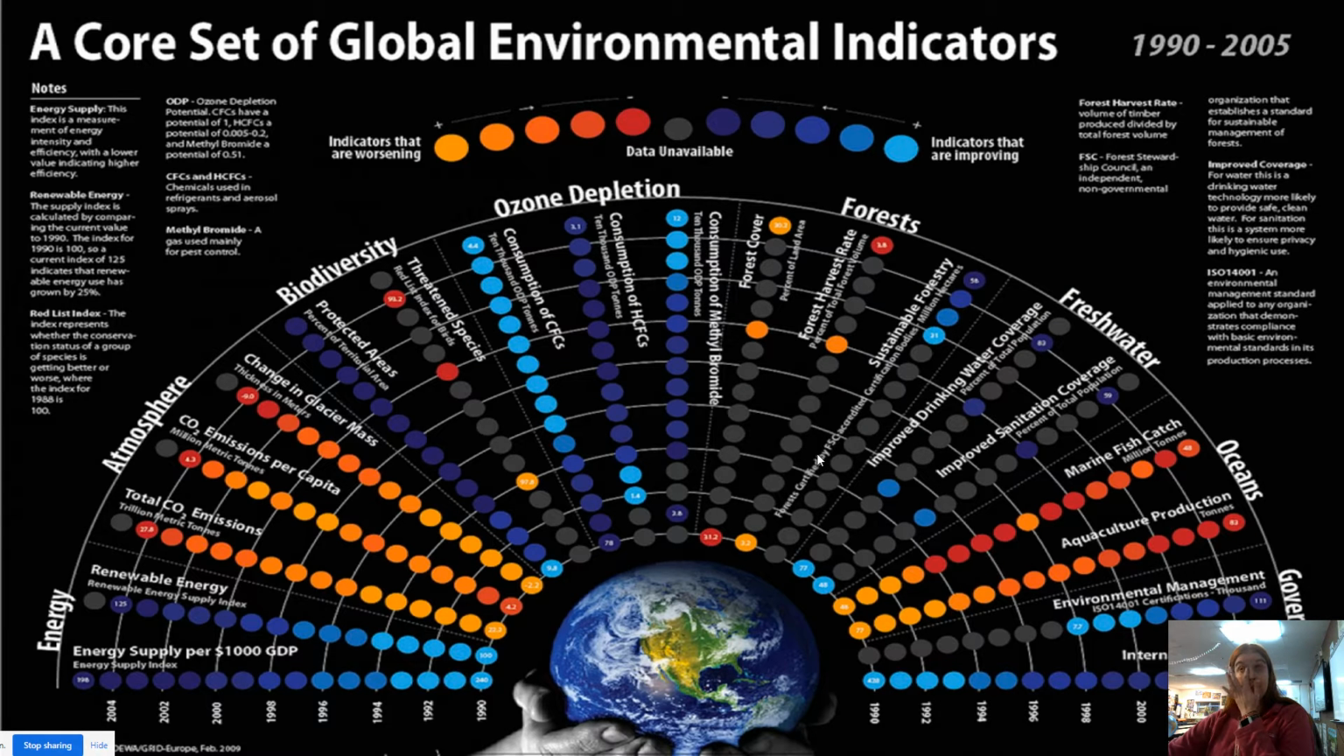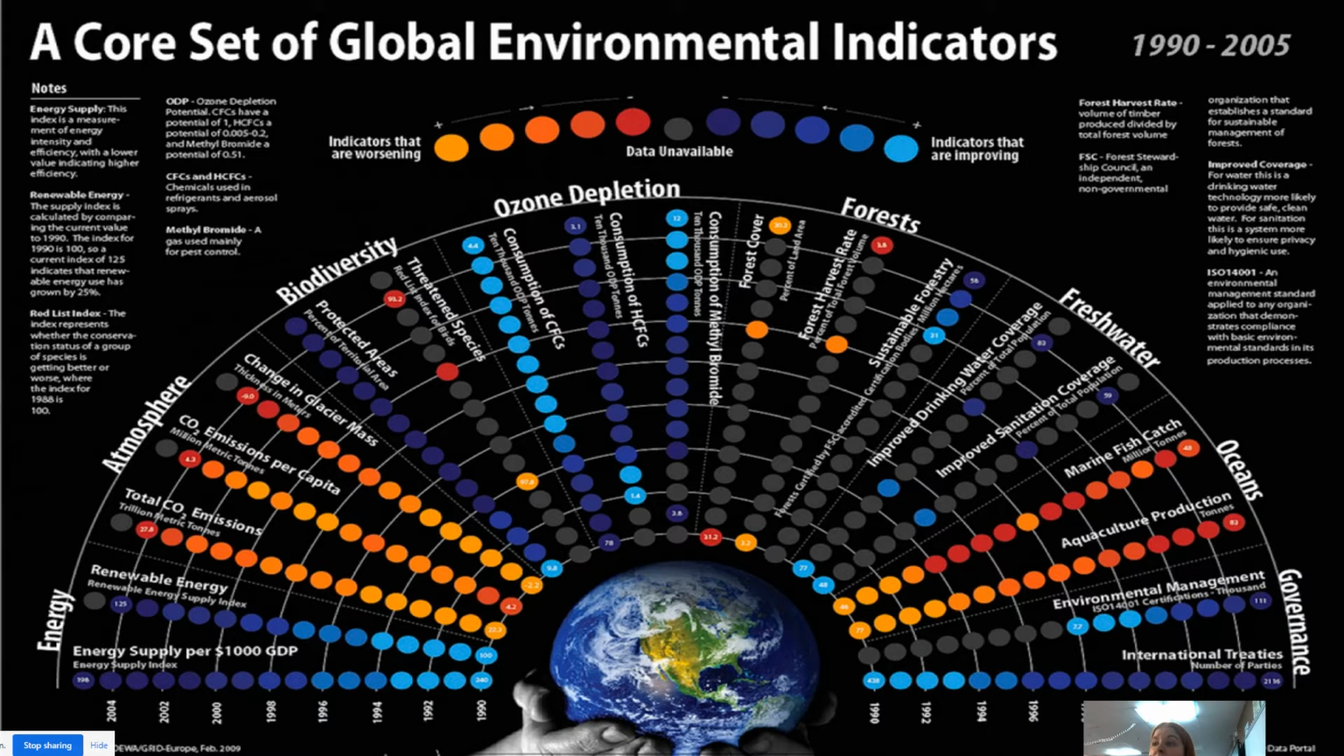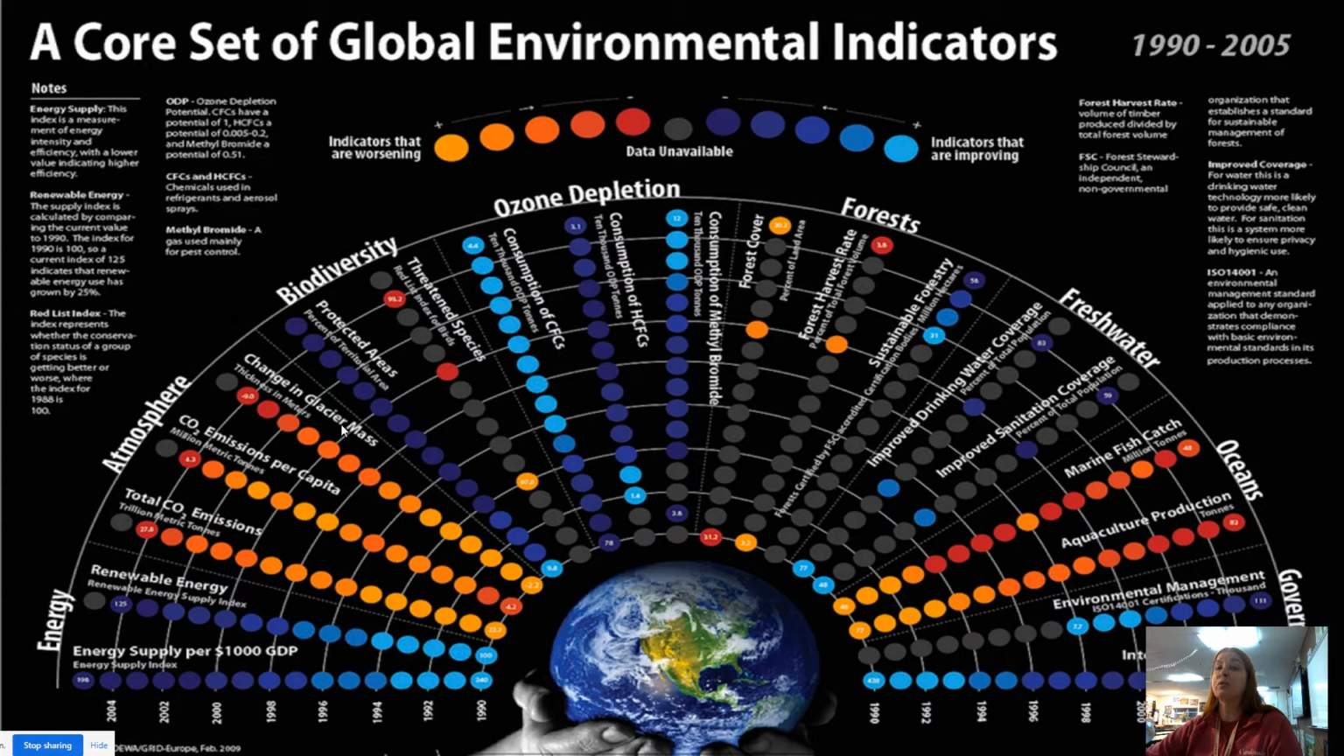So here is a really overwhelming graphic, a core set of global environmental indicators. So you can see these are getting worse, these are getting better, and then we don't have data for a bunch of stuff. So we are getting better with energy sometimes, with renewable energy and various international treaties and environmental management. We are getting much worse with oceans and the atmosphere, kind of a big problem. Protected areas and ozone depletion are improving. We don't have a ton of data on forest or freshwater, which is probably not the best. So anyway, some very overwhelming data.